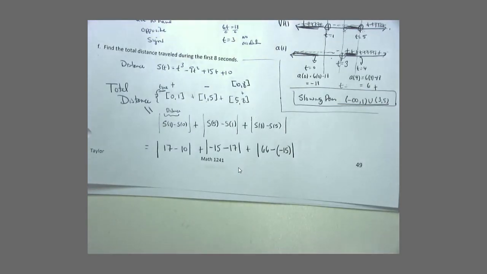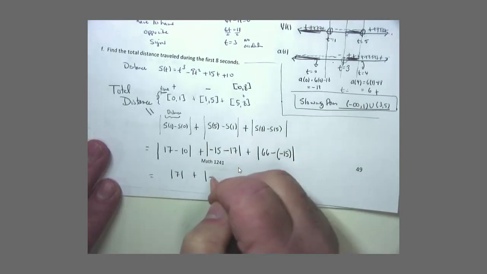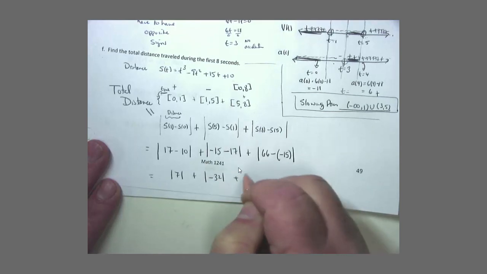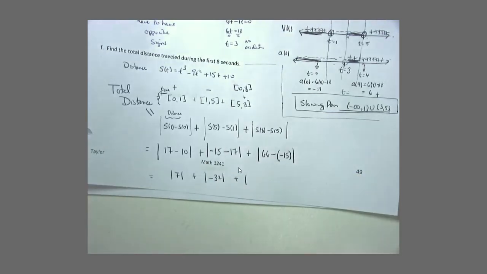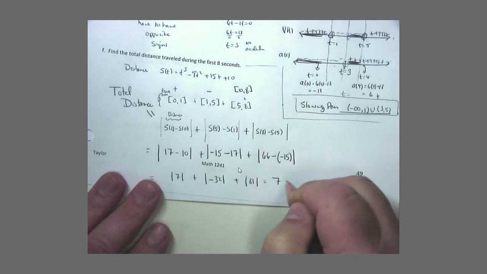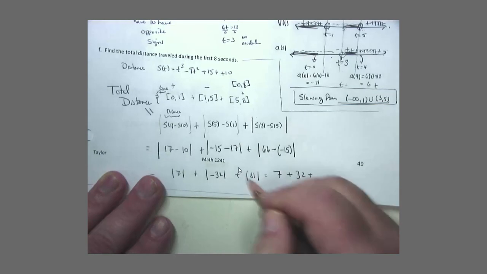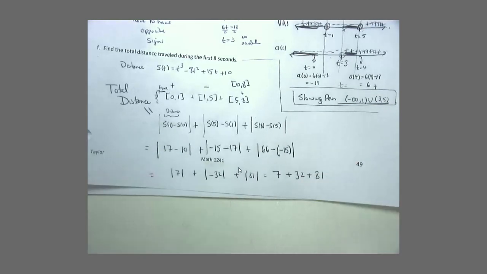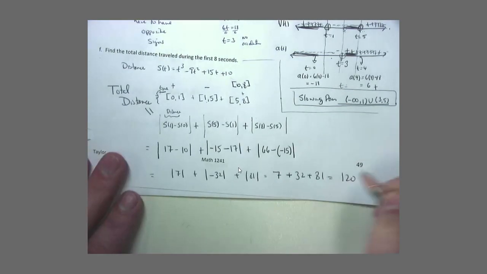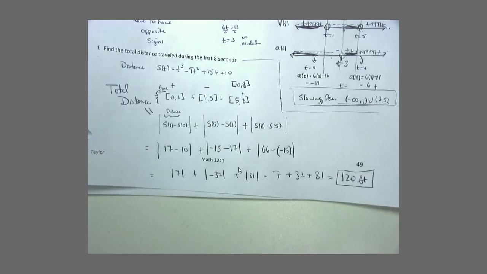So this is equal to absolute value of 7 plus the absolute value of negative 32 plus the absolute value of 66 minus a negative 15, which is 81. Absolute value of 7 is still 7. Absolute value of a negative 32 is what? Positive 32. And the absolute value of 81 is still 81. And 7 plus 32 plus 81 is 120. How much? Feet. Don't forget your units. That's how far I traveled.